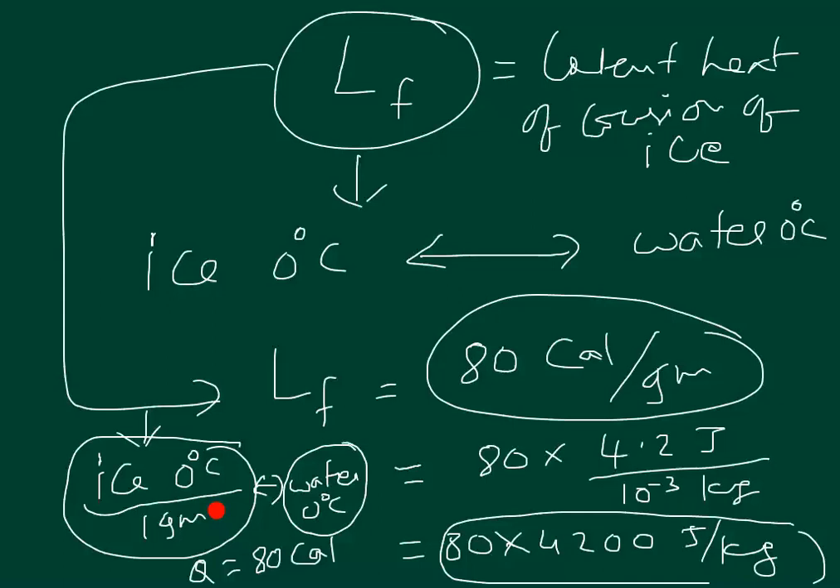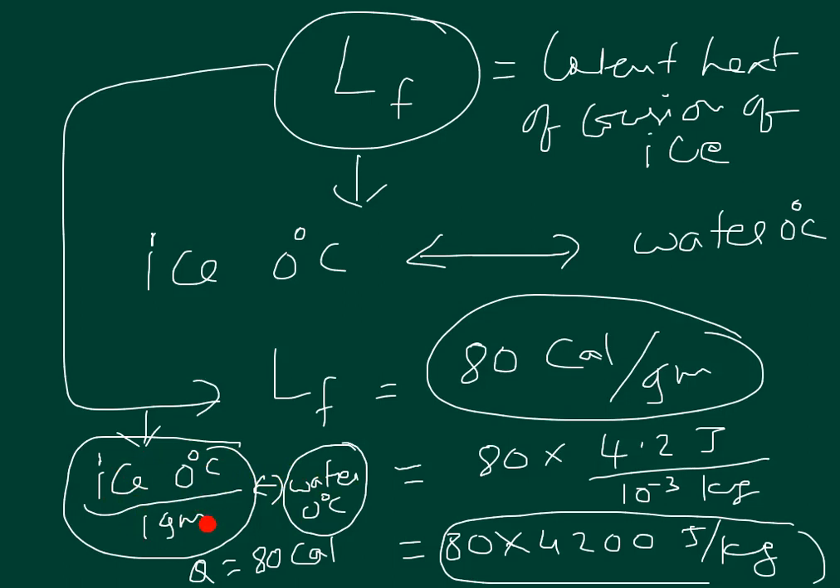80 calories. How do you know, sir, this 80 calories? This is an experimentally given value. They checked by providing 80 calories of heat to ice, and they observed it was melting and becoming water. And when 80 calories of energy is removed from water, then it converts to ice. How much mass? 1 gram.